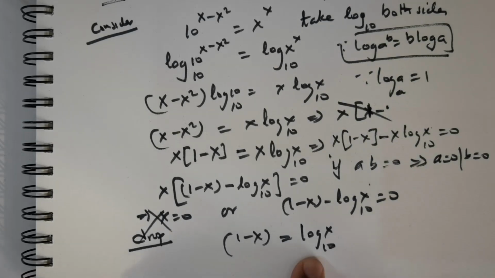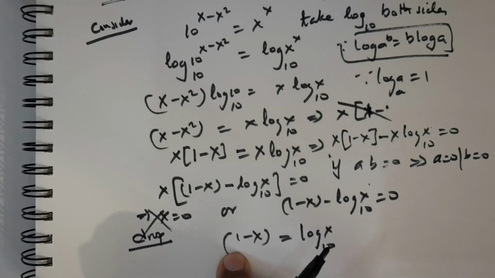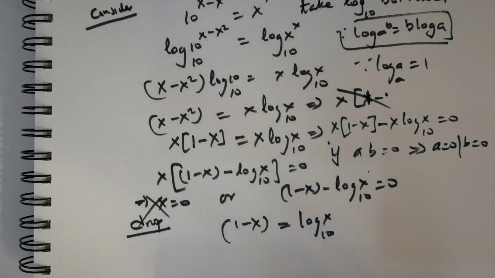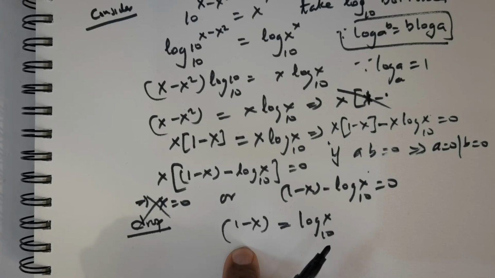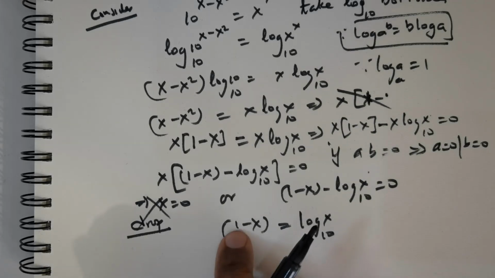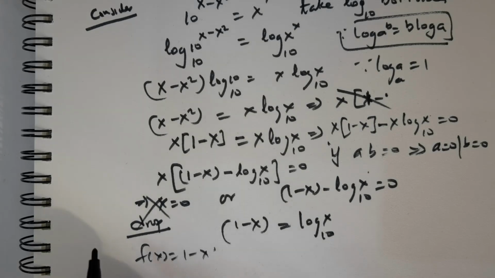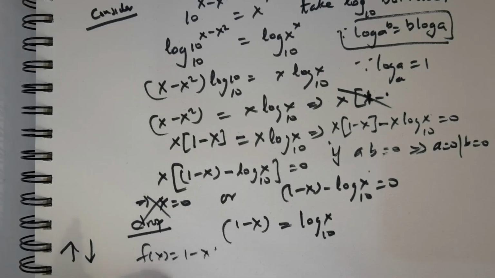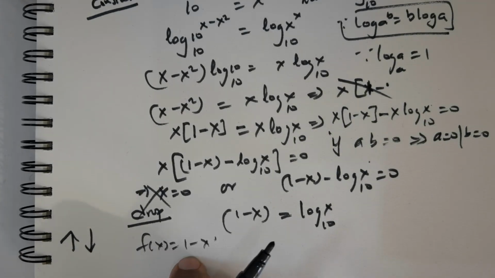So you have two functions: 1 − x on the left hand side and log x to the base 10 on the right hand side. Now you have to check the nature of this function and compare it to the nature of the other function. If I take f(x) equal to 1 − x, you have to find out if the function is increasing or decreasing. Why is that necessary? Because only if we know whether the function is increasing or decreasing will we be able to zero in on the solution. Let me show that to you.